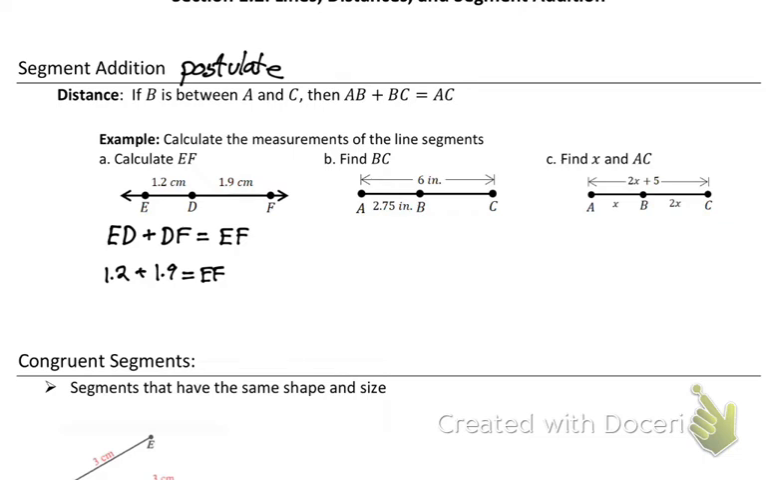I know it seems pretty redundant, but now we just solve it. Now we just have to do 1.2 plus 1.9, which I'm pretty sure is 3.1 maybe? Somewhere around there. 3.1 equals EF. And we solved it. You can flip it if you want to. You can write EF equals 3.1, or we can have 3.1 equals EF. We solved what we were supposed to solve for.